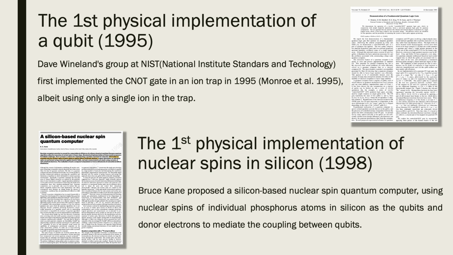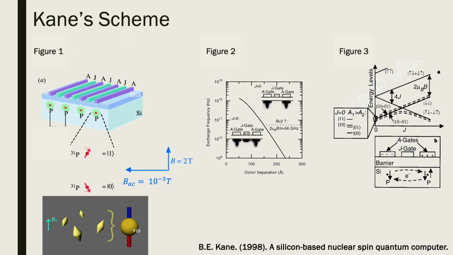In 1998, Kane first proposed a silicon-based nuclear spin quantum computer using nuclear spins of individual phosphorus atoms in silicon as the qubits and donor electrons to mediate the coupling between qubits. Let's delve into the nuclear spin qubit configuration in Kane's scheme.